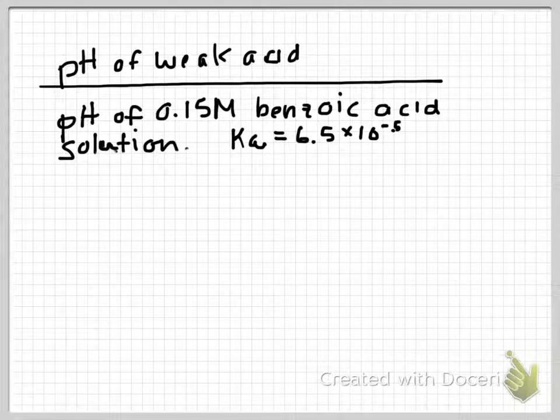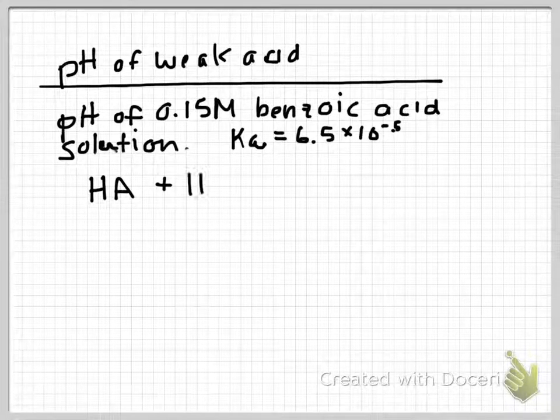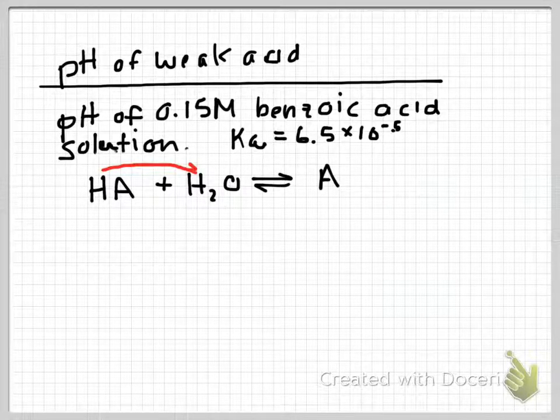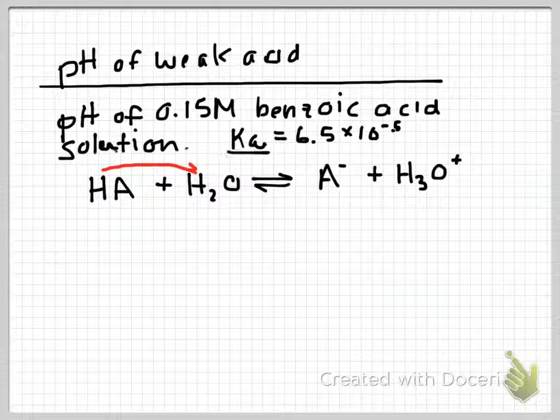Whenever you're looking at a weak acid solution, we want to look at the reaction associated with a weak acid. So our generic reaction, we're going to use HA, just to represent any acid, plus water, and it's going to be in equilibrium. An acid is a proton donor, so the hydrogen in my acid is going to donate to water, leaving me with the conjugate base, A minus, plus the hydronium ion, H3O plus.